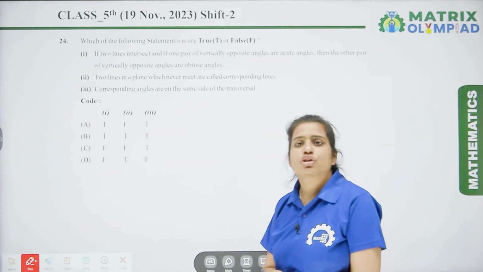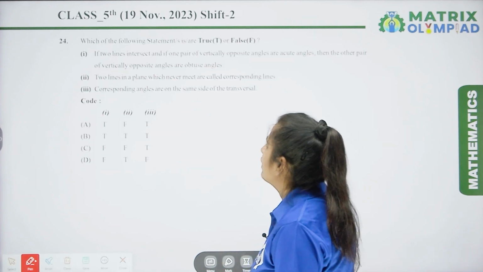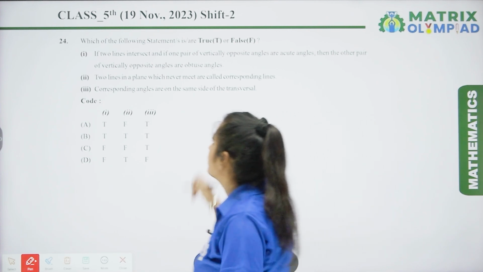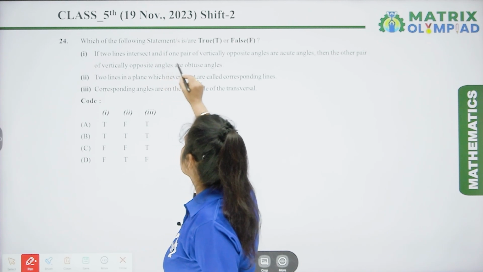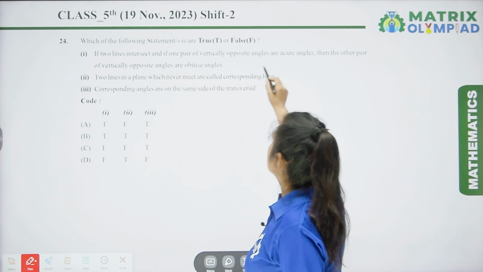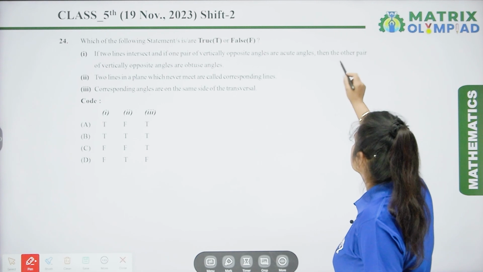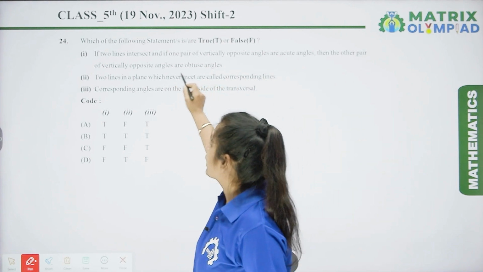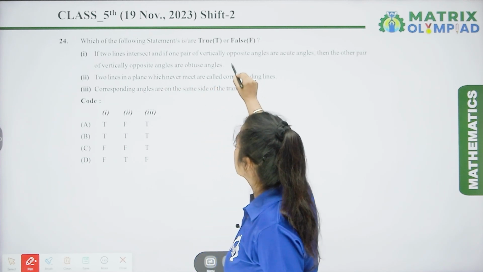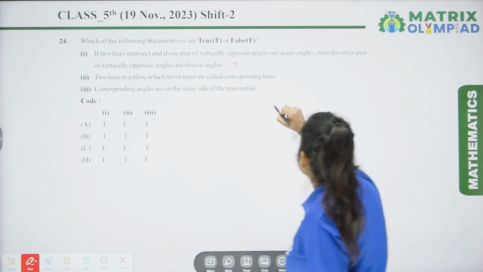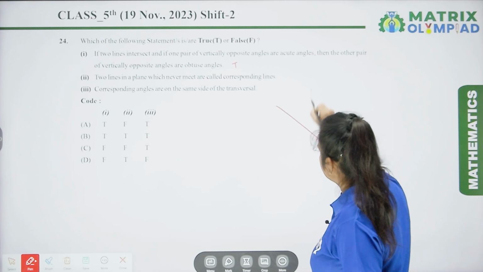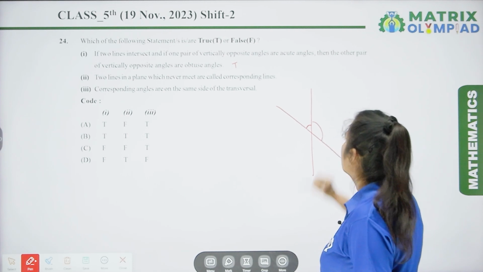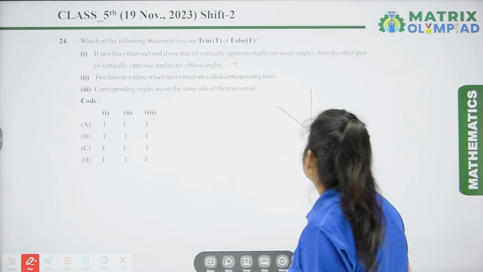Now the next question is question number 24. In this question we have to find out which statement is true and which statement is false. Now the first statement is, if two lines intersect and if one pair of vertically opposite angles are acute angles, then the other pair of vertically opposite angles are obtuse angles. So this statement is true, as when a line intersects like this, if this is an acute angle, then this will be an obtuse angle.